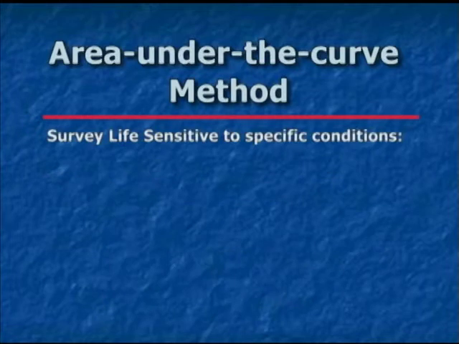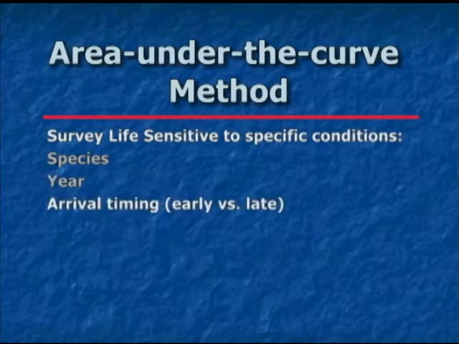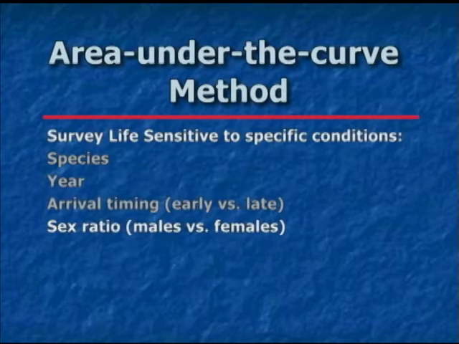So the survey lives are sensitive to specific conditions. They vary by many different types of parameters. They vary across species, they can vary from year to year, they can vary within a year just based on the arrival timing of fish. So early time fish may have a longer survey life than late time fish. It can also vary between the sexes, so males can have a longer survey life than females, or vice versa.